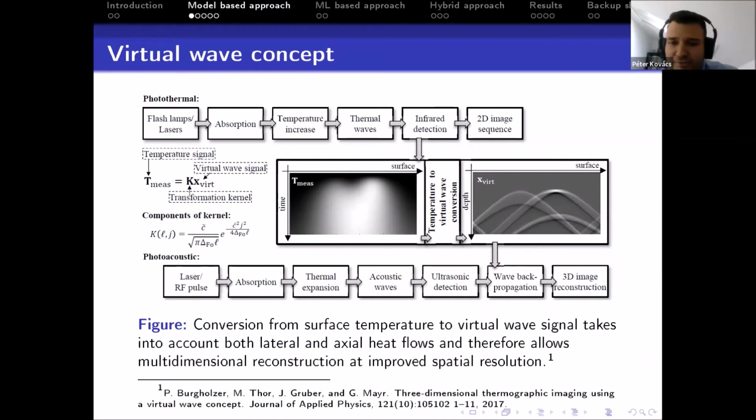The main advantage of the method is that it takes into account the lateral and the axial heat flows, and it also allows us to use photothermal tomographic methods. So this is the basis of the talk today.